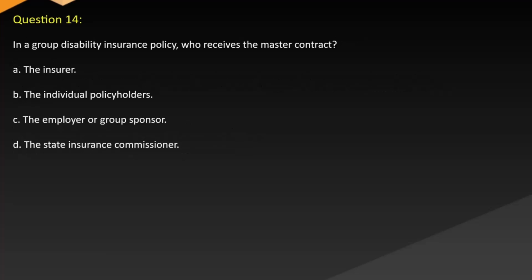Question 14. In a group disability insurance policy, who receives the master contract? A. The insurer. B. The individual policyholders. C. The employer or group sponsor. D. The state insurance commissioner.